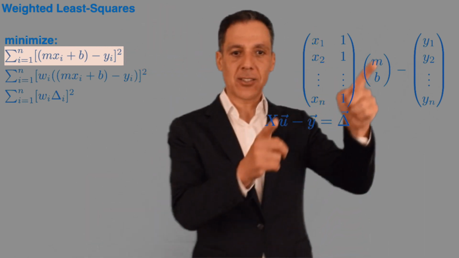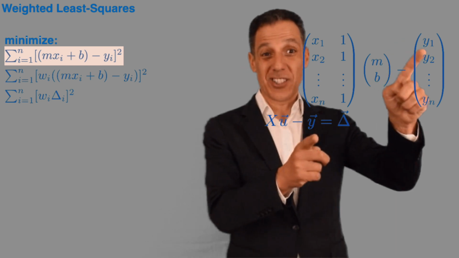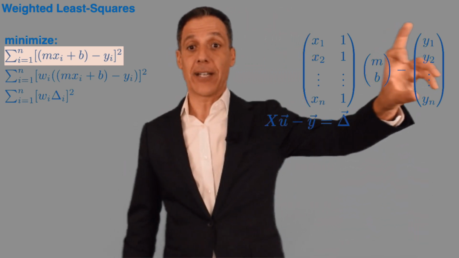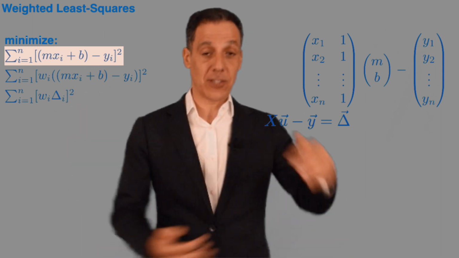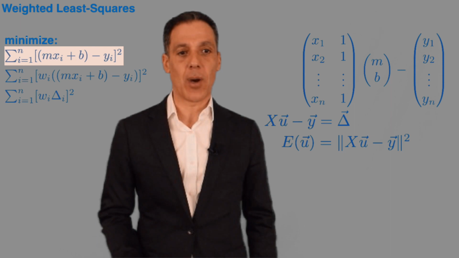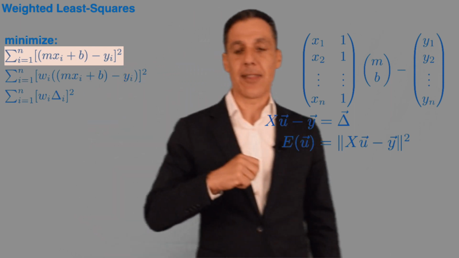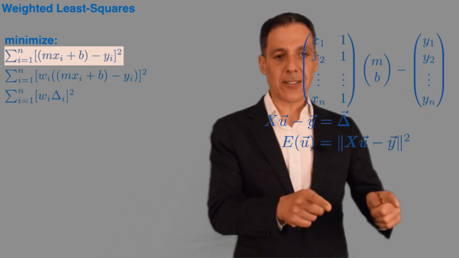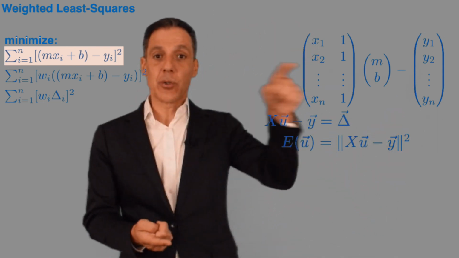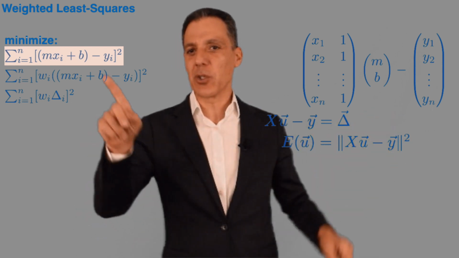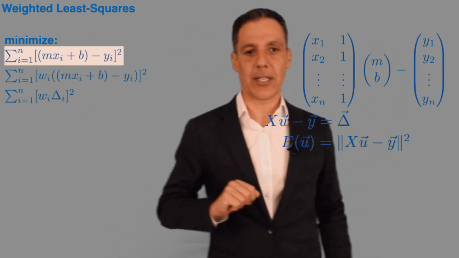A little bit of notation. This is the matrix X. This is the vector U. This is the vector Y with all the Y components, and we've been calling that vector the vector delta. I just have a vector of a bunch of the vertical distances that I want to square and then sum. So the way I do that is I take the vector norm, that is the square root of the sum of squares of the components, and then I square that to get rid of the square root, which then gives me exactly that quadratic error function.